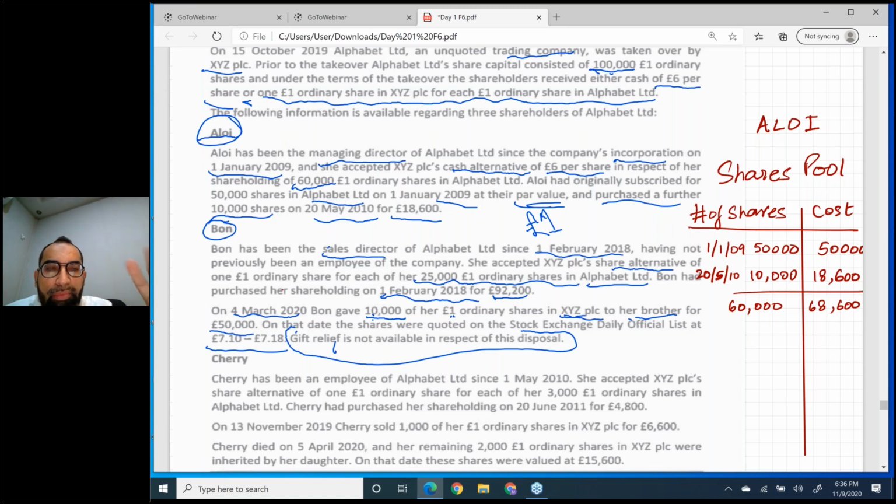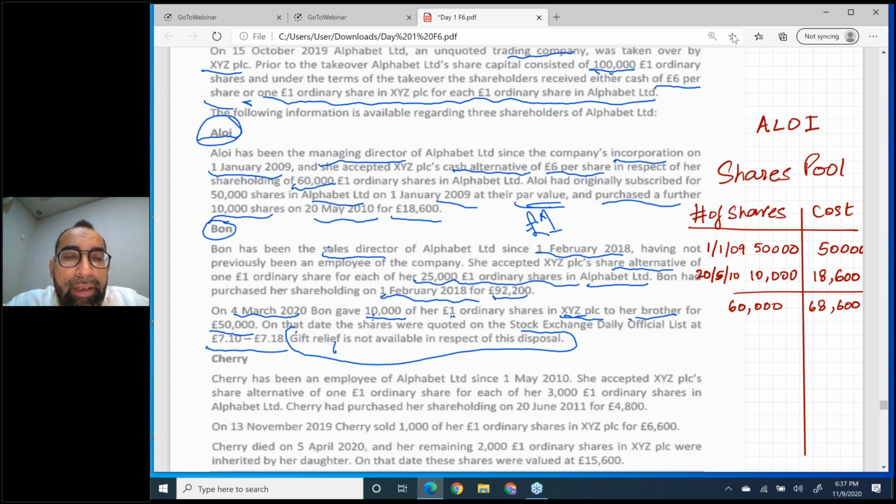Now, first of all, let me tell you in clear cut words, Bond is not entitled to entrepreneur relief. Why? Because the holding period and the job period is less than 24 months. If you count from 1st February 2018 to 1st October 2019, this is less than 24 months. Just because of this, he is not entitled.